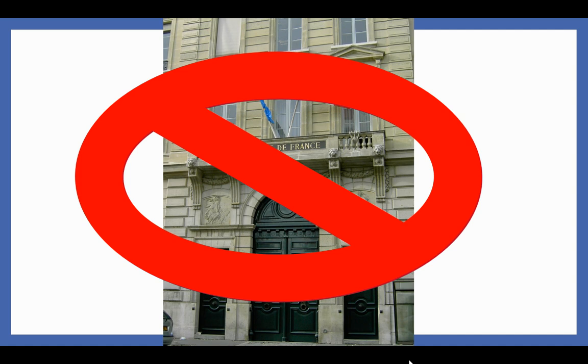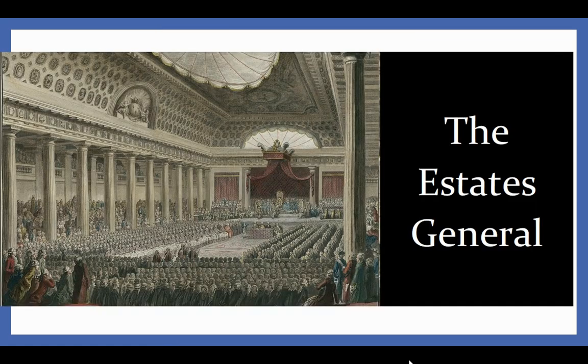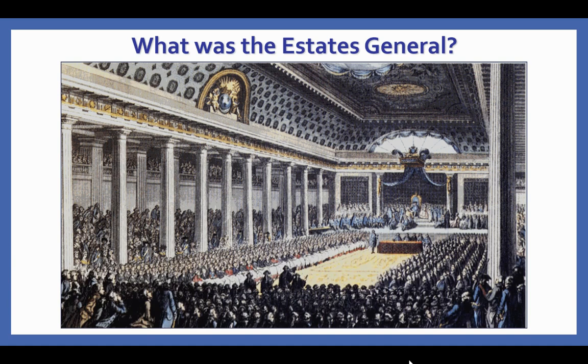The banks decide not to lend any more money to the government. So Louis calls the Estates General, the French Assembly, to try to solve this economic problem. Unfortunately, this organization had not met for about 125 years, and for the first month, instead of solving the economic problems, they argued about who sat where.